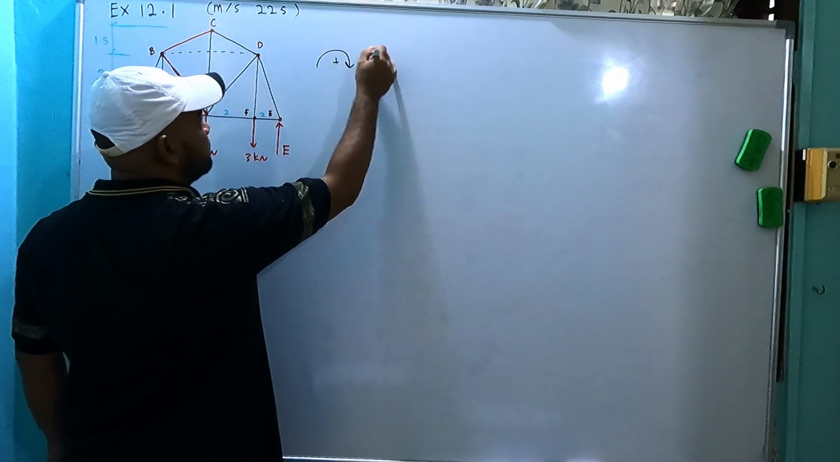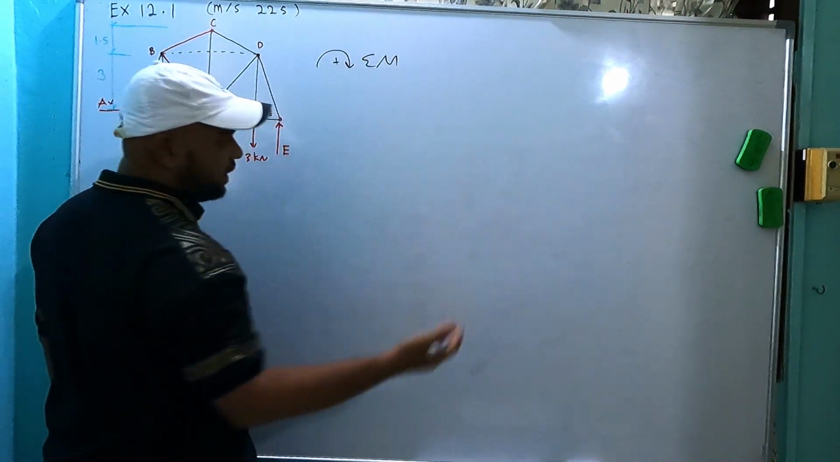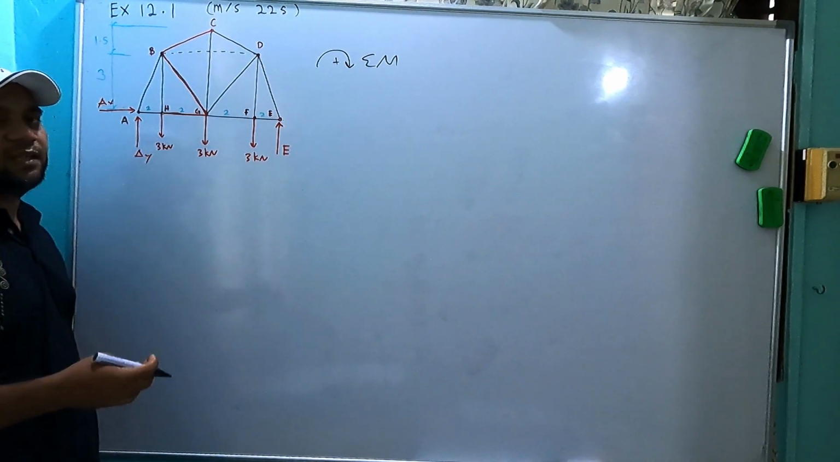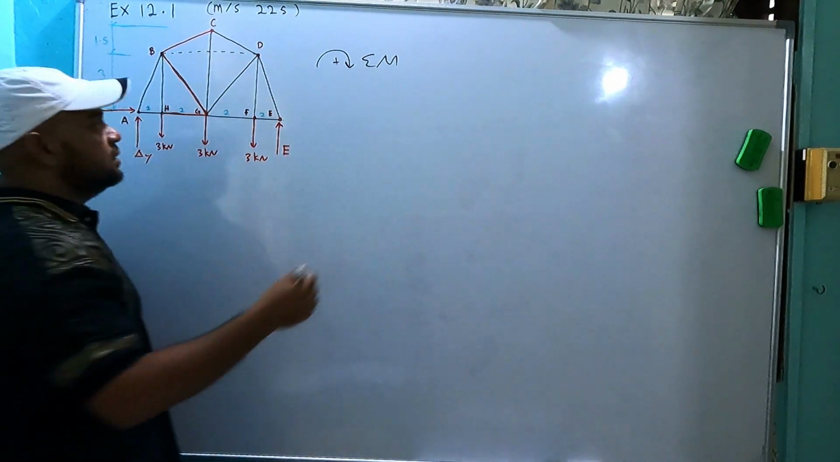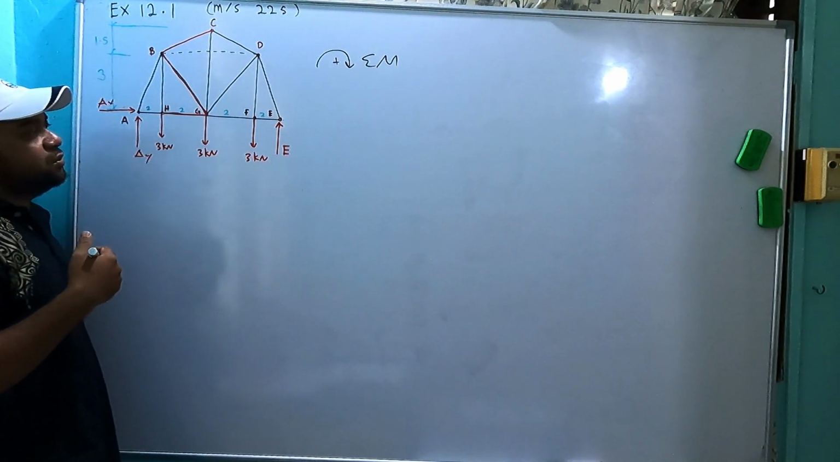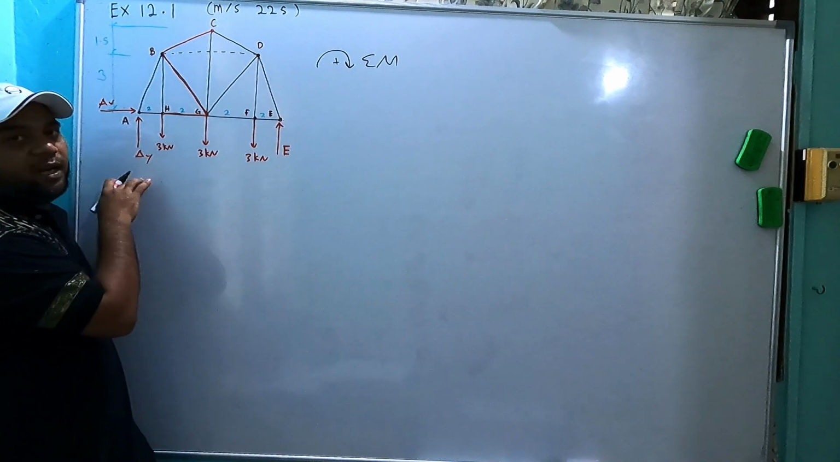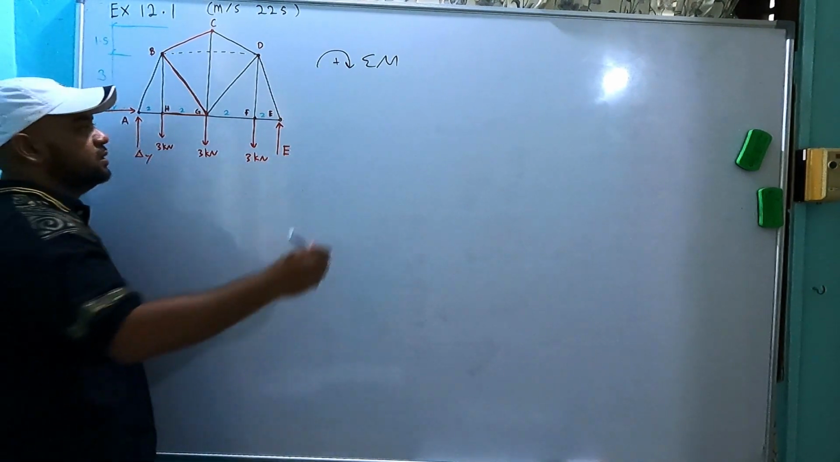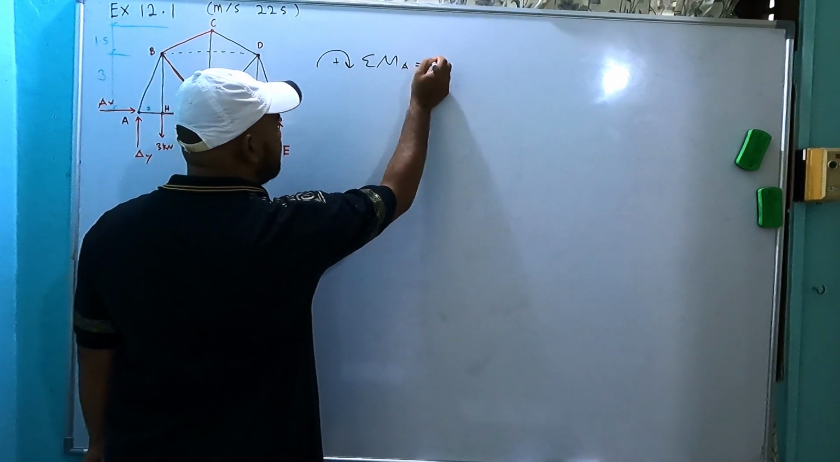Right hand positive sigma moment. You can start by sigma Fx, sigma Fy, or sigma moment. Normally we go to sigma moment because it can give you the answer directly. Sigma moment at a point, here you have to know which one you want. If you go to point E, you get the AY. If you go to point A, you get the E. So it depends on you. Let's say we have sigma moment at A equal to 0.